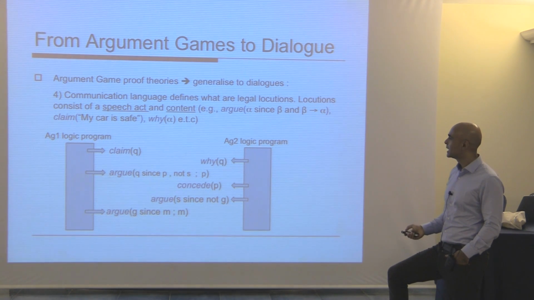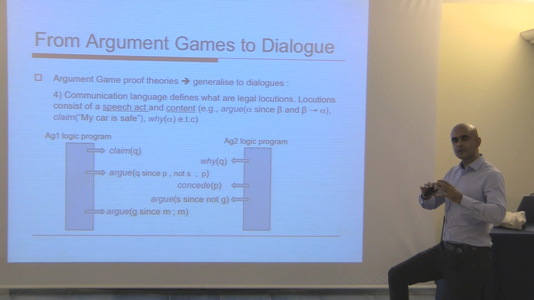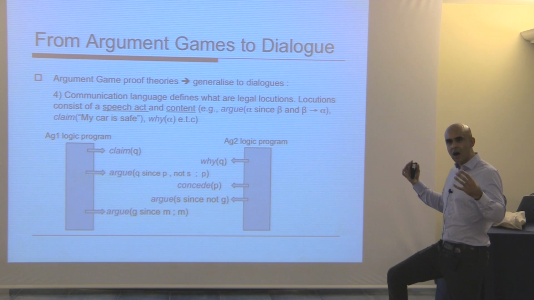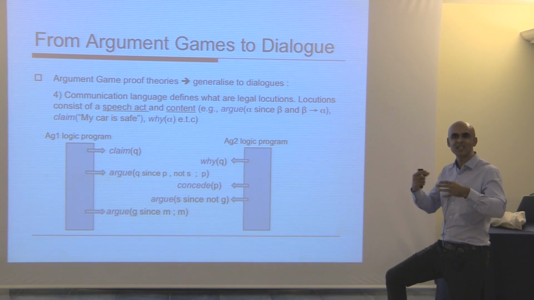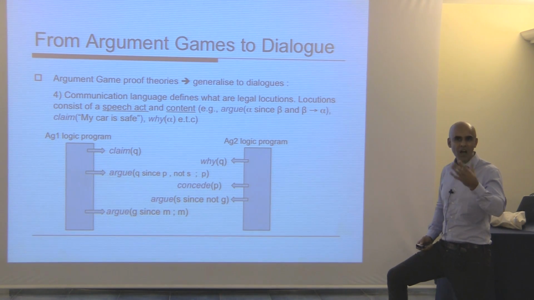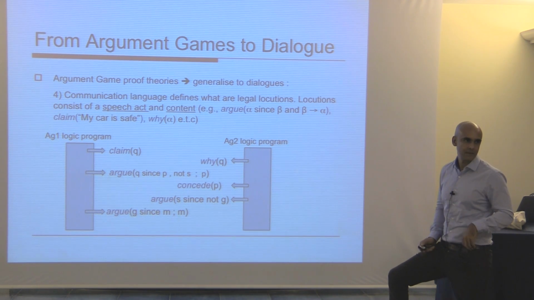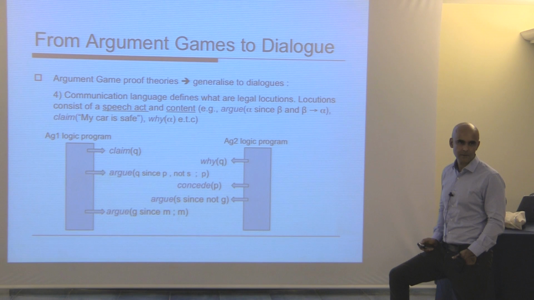Okay, so now what I'm doing is taking the basic approach where we start with a logic program and build arguments and attacks. Now I'm generalizing it to multiple agents, building arguments from their own theories, but in addition to arguments, they can have other kinds of locutions like claim, why, concede. Okay.